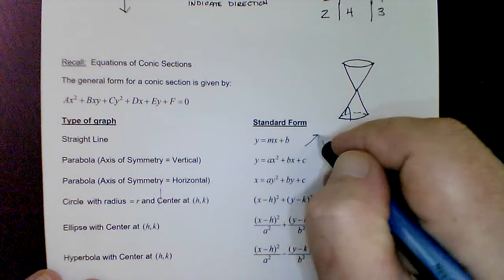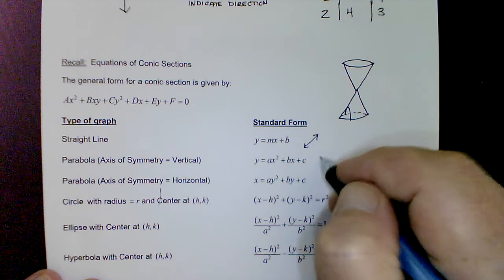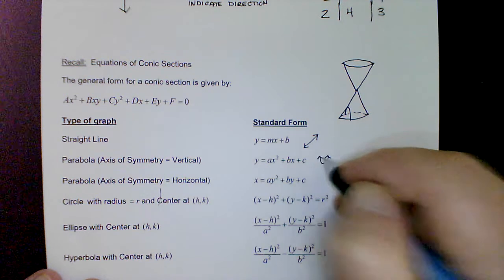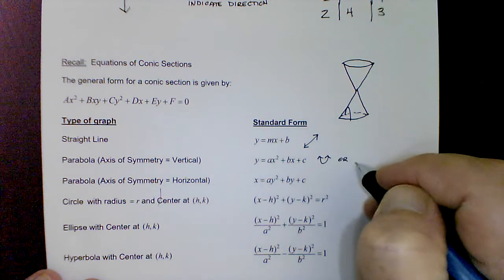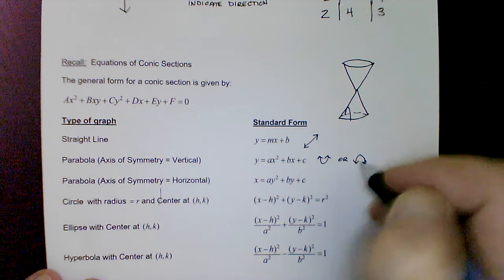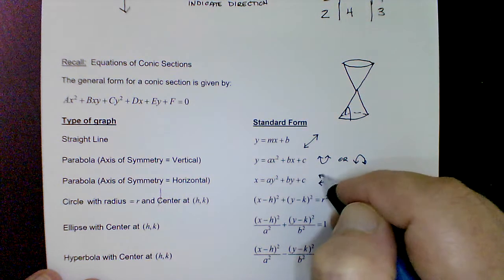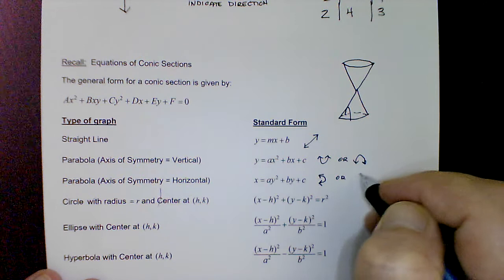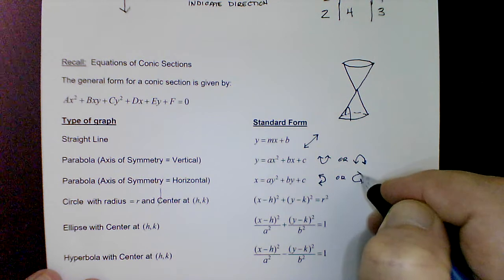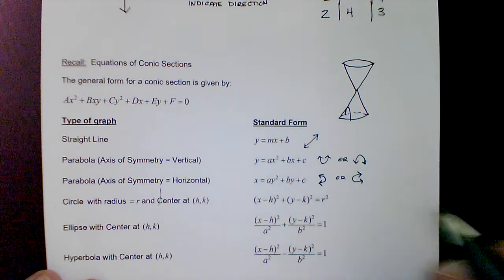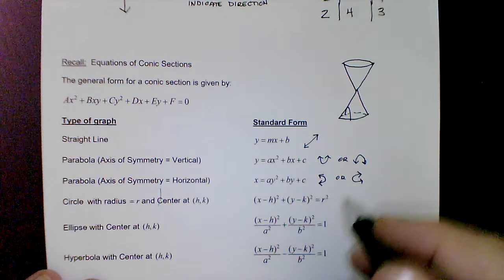So this is obviously just a straight line. This is either concave up or concave down. Okay, this is when you switch x and y. That's either open to the left or open to the right. Still a parabola.